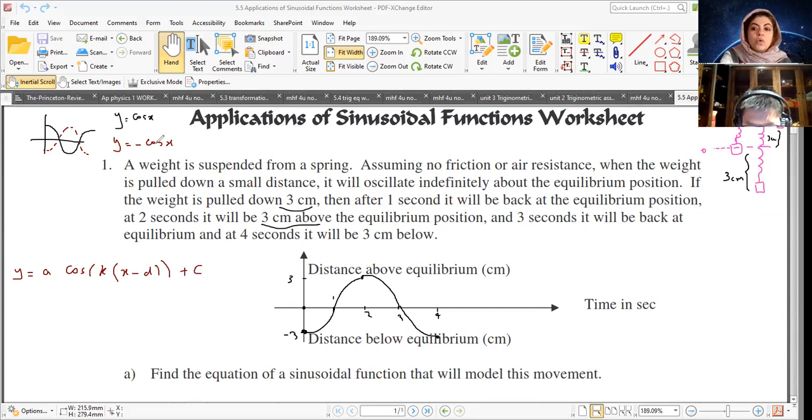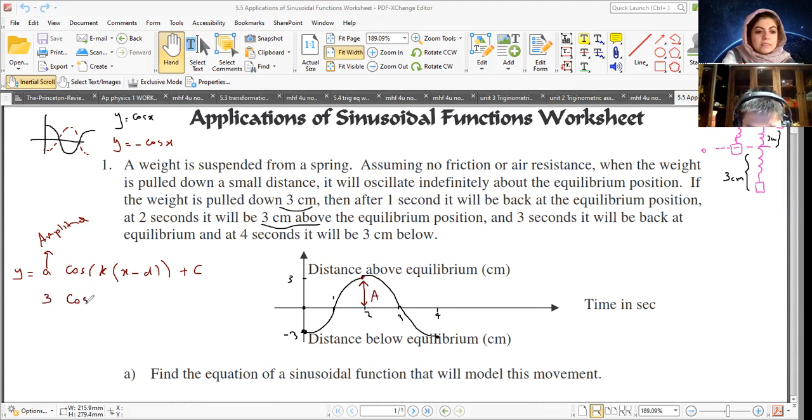Since I decided on cosine, my a is going to be what? Negative, but a is going to be my amplitude, right? What is the amplitude here? The amplitude is the distance from the maximum to the axis of symmetry. That's going to be my amplitude. What is that? It is 3.